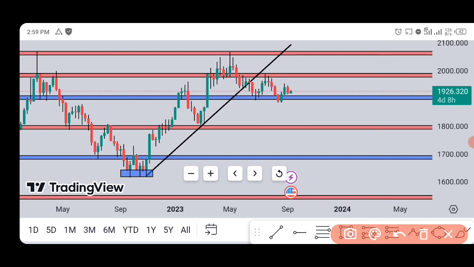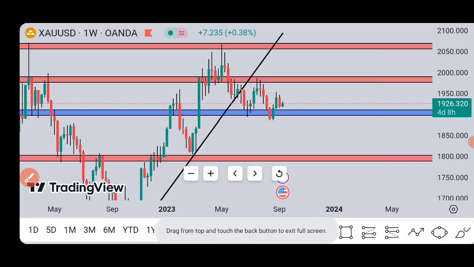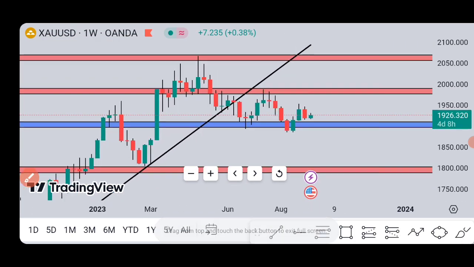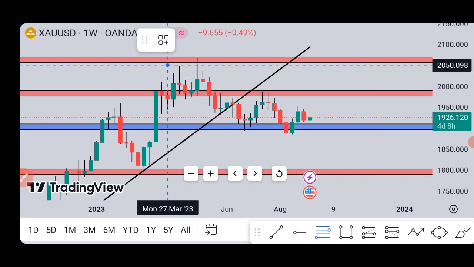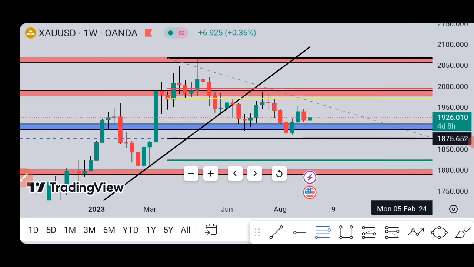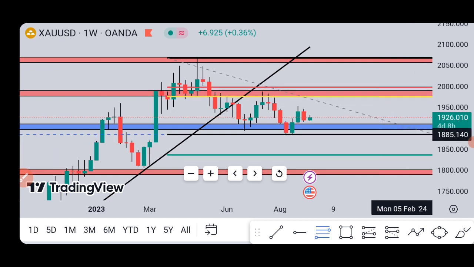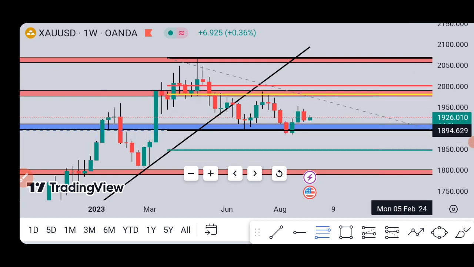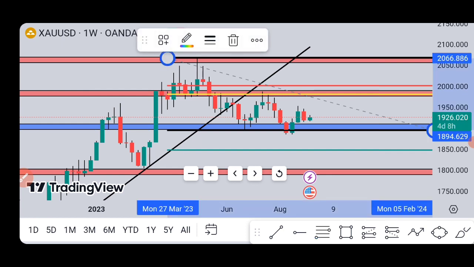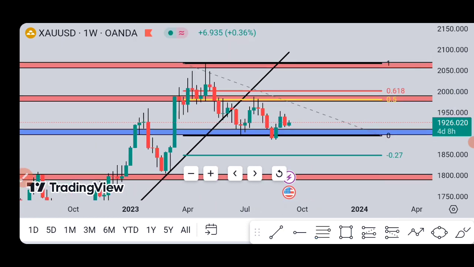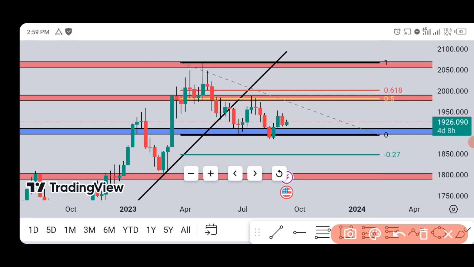Okay, let me put my Fibonacci so you'll understand what I'm trying to say. This is my Fibonacci from the high to the low. Now, this is our bone of contention. This is where the market came into the 50% retracement level, then rejected it.